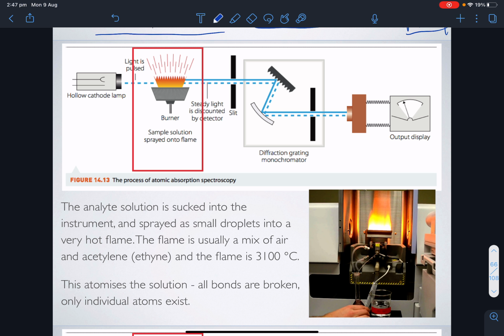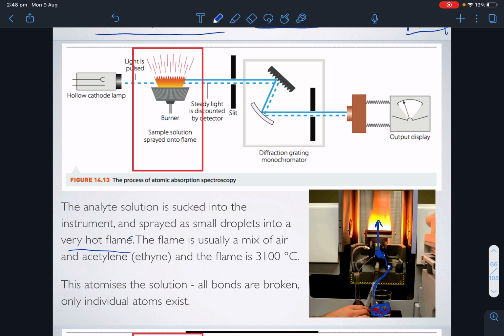Our sample solution is going to be sucked up by vacuum, a little tube. So here's our sample that they're analyzing. A little tube sucks it up, puts it through a series of little things, and then spits it into this flame, okay? Sucked up into the instrument, sprayed as small droplets, or aerosols is the technical word, into a very hot flame, okay? Most of the time, this flame is a mixture of air and old name acetylene, new name ethyne. It gives a flame of 3,100 degrees Celsius.